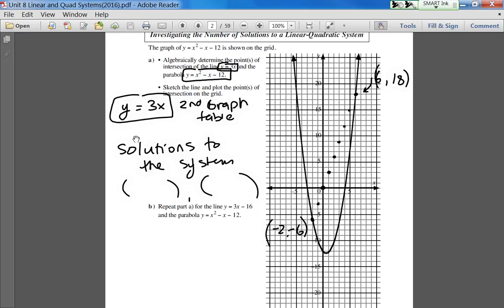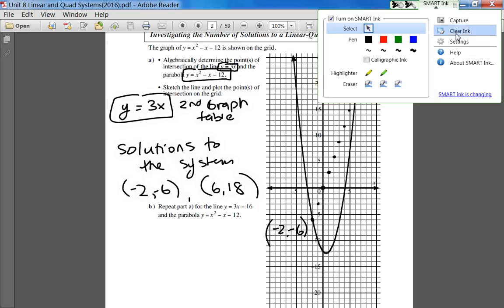A lot of students will do the algebra, they'll just get the x and they'll stop. Then you only get half the points for the test. So minus 2, minus 6, and what's this over here? 6 and 18. Okay, now should we do this by algebra? Yeah. So that's doing it graphically. Multiple choice, you could do it any way you want. Graphically, algebraically, use your calculator any way you want. 18, yep. I'm going to erase this, okay?